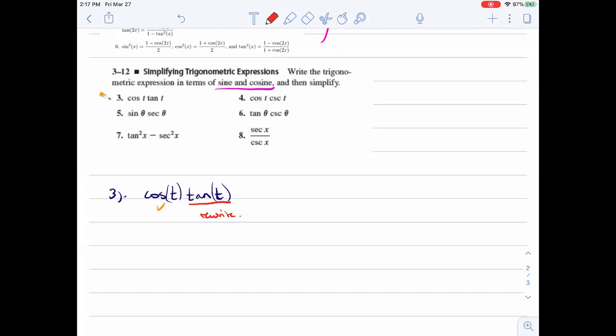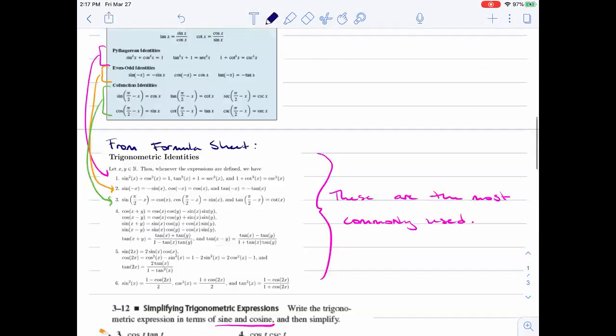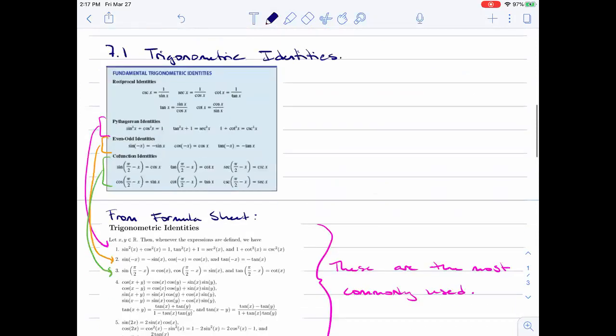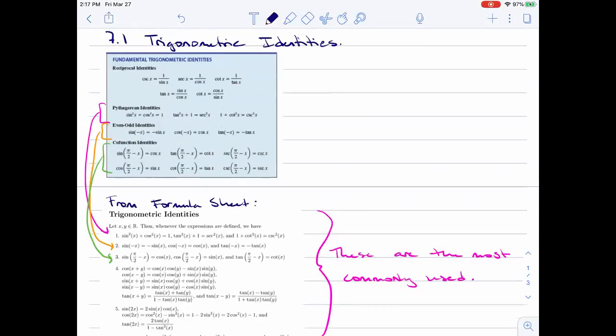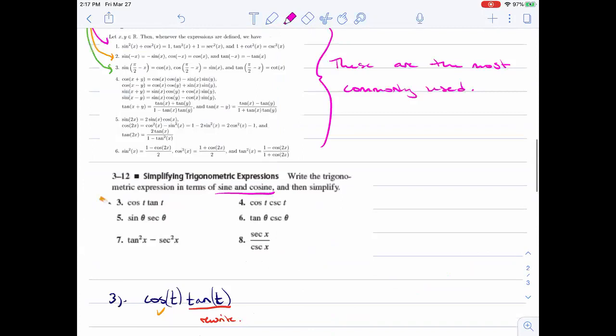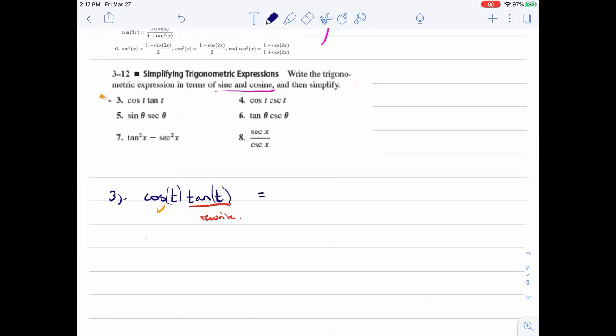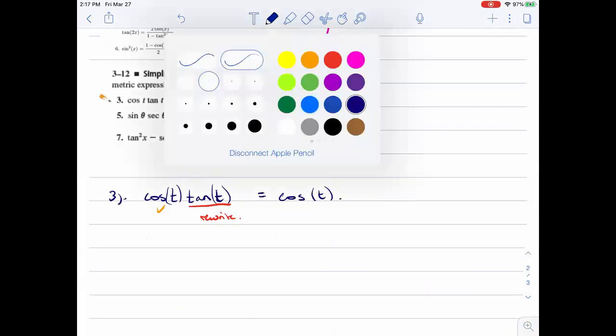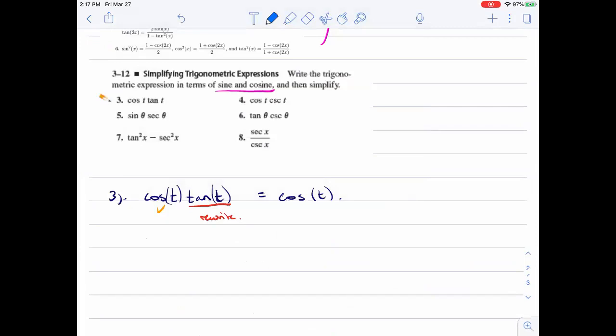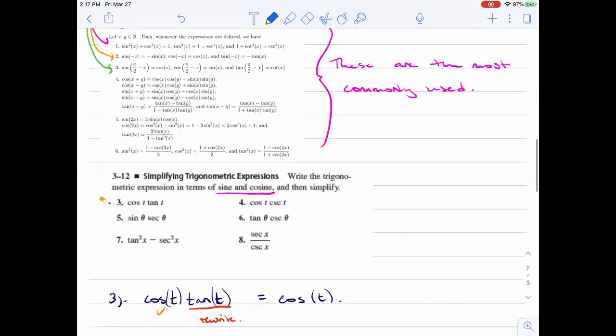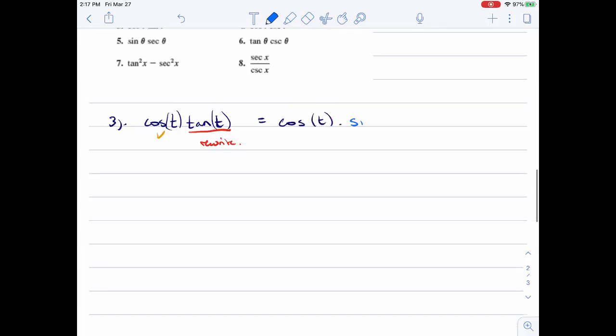And so I can look at my trig identities and I can say, okay, well, the tan of x is the sine of x over the cos of x. So in this case, instead of x, we've got t, but what we can do is rewrite this as the cos of t. That one stays the same, right? And then I'm rewriting tan of t as sine of t over cos of t.